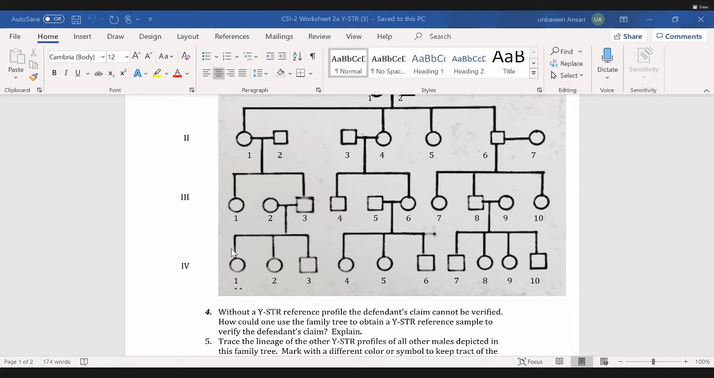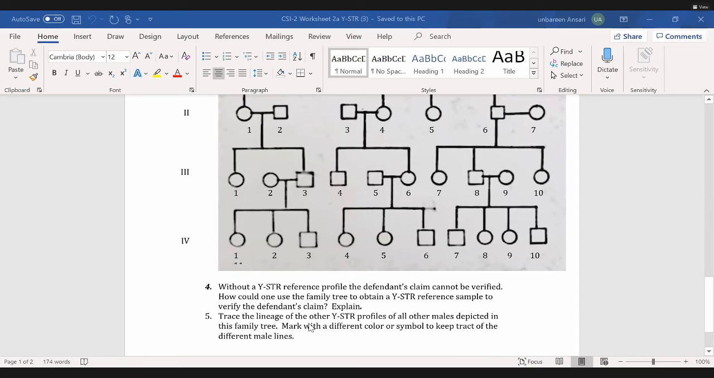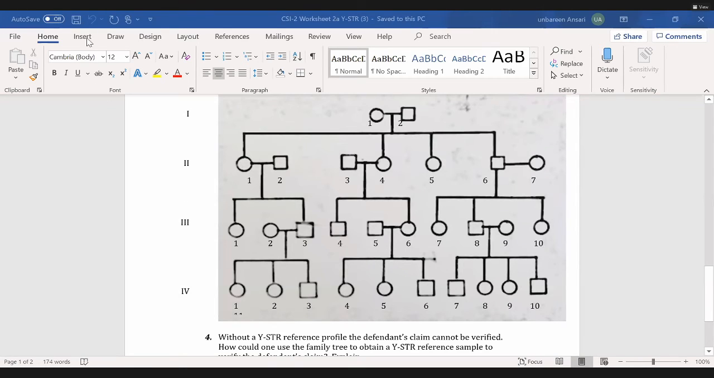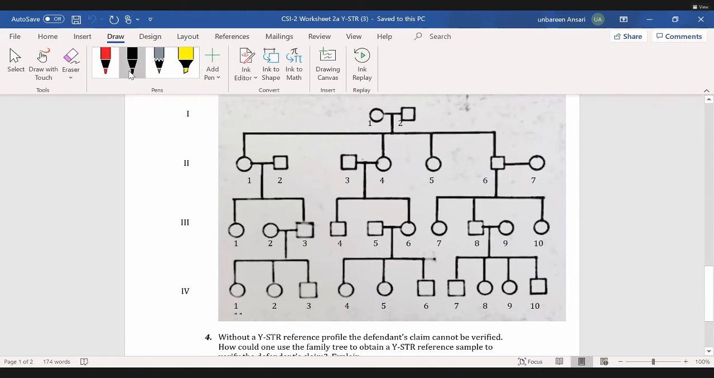Okay. And then it says, trace the lineage of the Y chromosome profile for all the other males depicted in the tree. So now let's say you're looking at this family tree, and I want you to go ahead and draw. Who shares the same Y chromosome as 4-6? Can somebody tell me? So 4-6, let's put a cross here. Who has the same Y chromosome as 4-6?